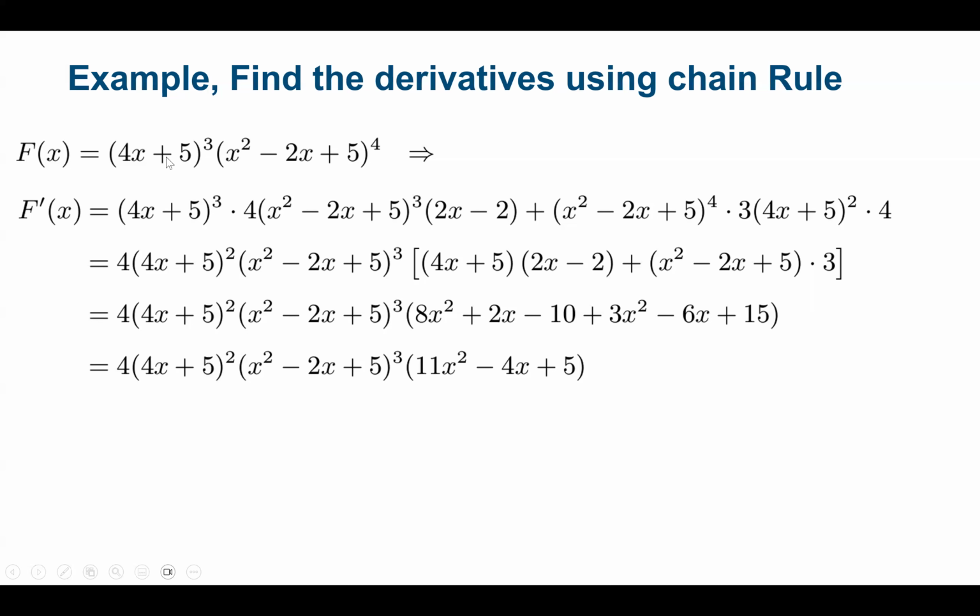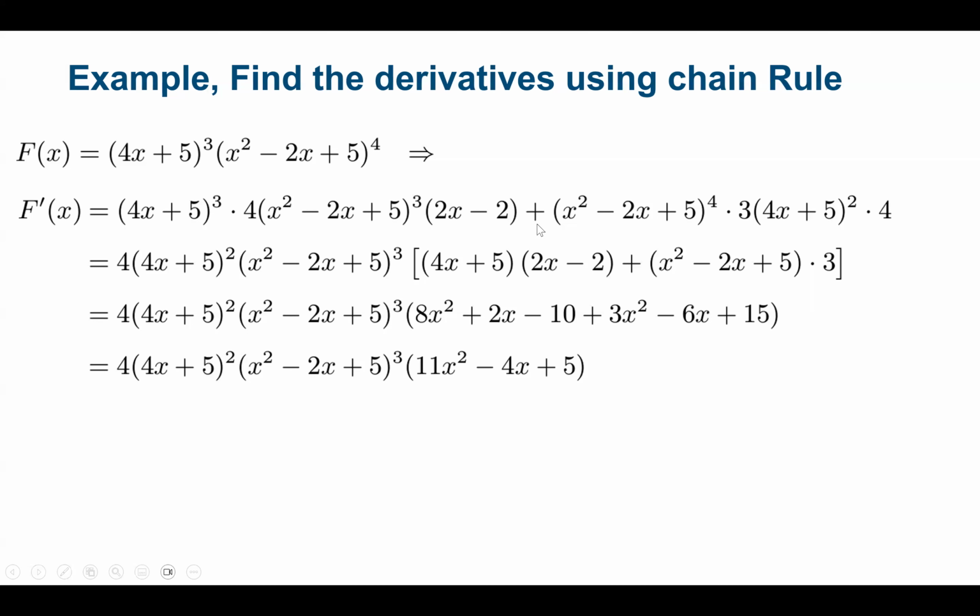Here, again, it doesn't matter. We can find the derivative of 4x plus 5 to the power 3 first, or x squared minus 2x plus 5 to the power 4 first. Here we decided we write down 4x plus 5 to the power 3 multiplied by the derivative of x squared minus 2x plus 5 to the power 4. So we use the power rule first. We get 4, which is the exponent here, x squared minus 2x plus 5. 4 minus 1 will give us 3. Then we have to find the derivative of x squared minus 2x plus 5 using the chain rule. So that will give us 2x minus 2.